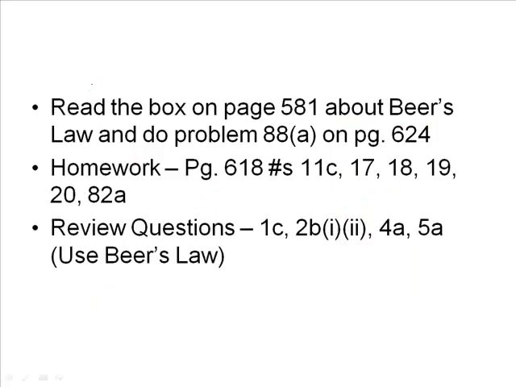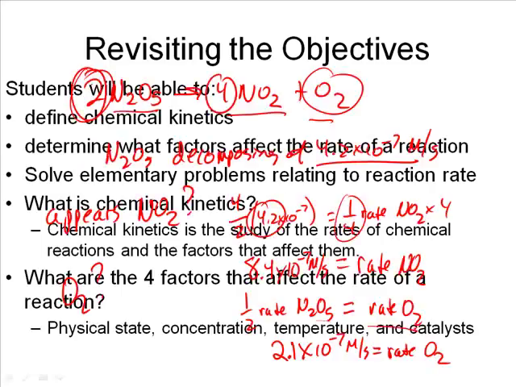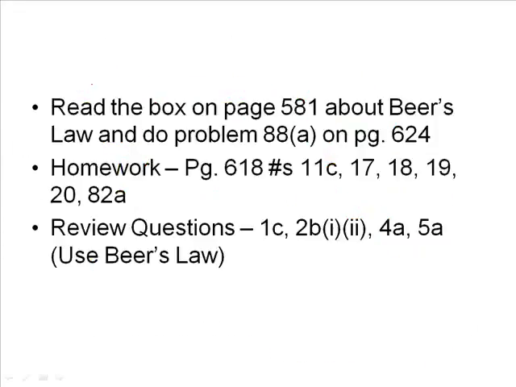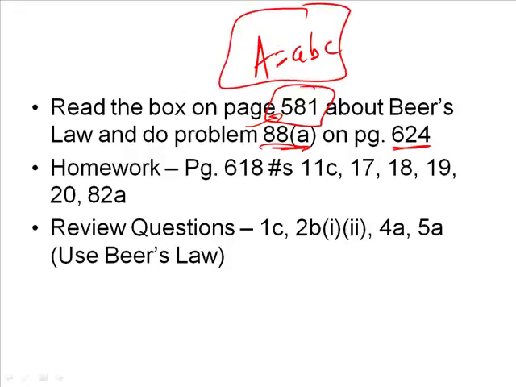Okay, there's your objectives. Did we cover those? Yes, hopefully we did. What you need to do is in this section, there is a little section about Beer's law, which is an equation that looks like this. Capital A equals little a times B times C. Find that on page 581. There have been questions on the AP exam about that, and this is the only spot in the book where they actually do talk about it. And then do problem 88A on page 624, and that again is about that equation right there.